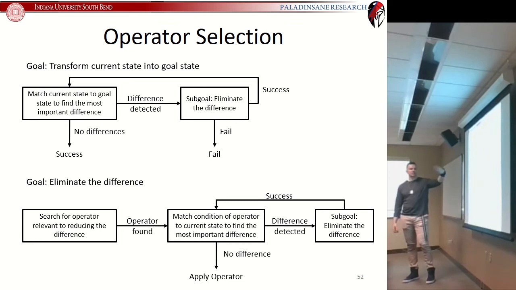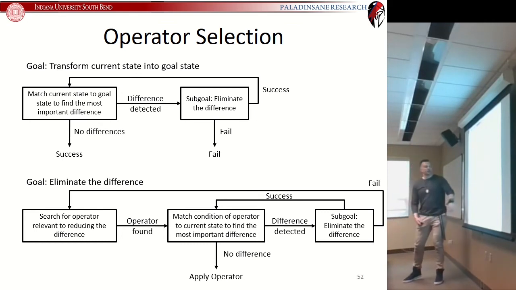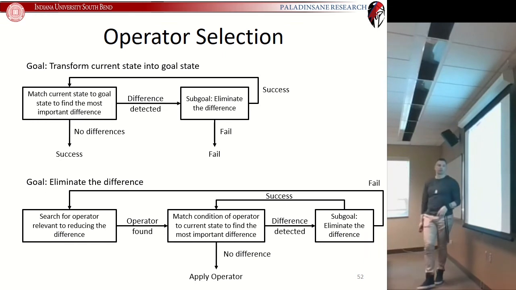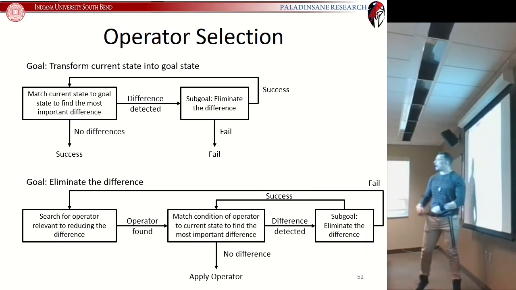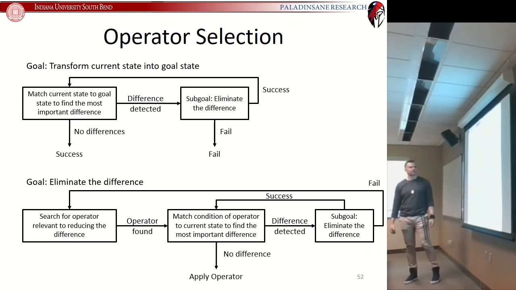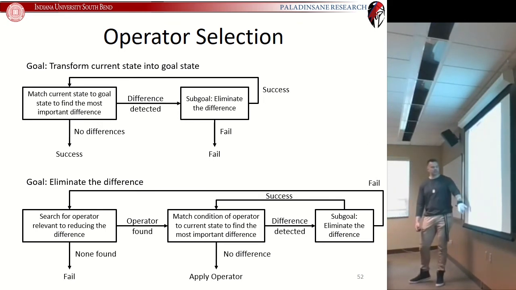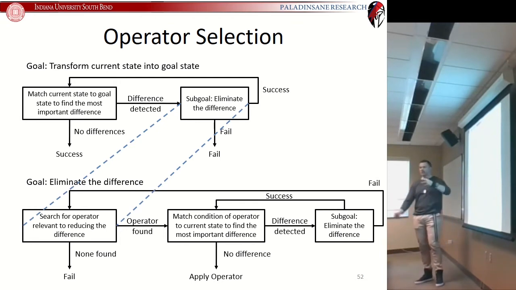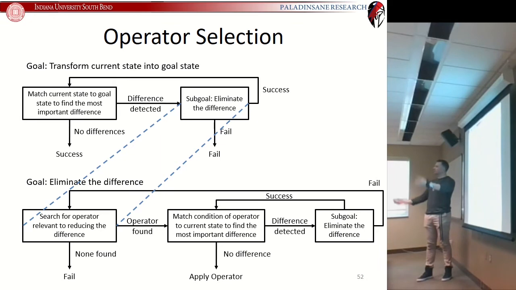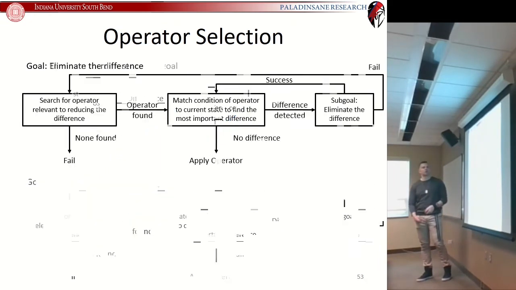And if you have success, then once again, you see if you can apply that initial operator. If not, you go back and you search once again for the operator that allows you to reduce the most important difference, that allows you to apply the operator that you need to apply. And the thing about this means-ends analysis is that it continually kind of calls in upon itself. We continually keep breaking down our problems into smaller and smaller goals.